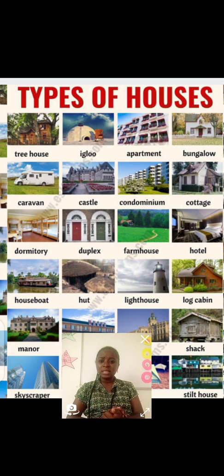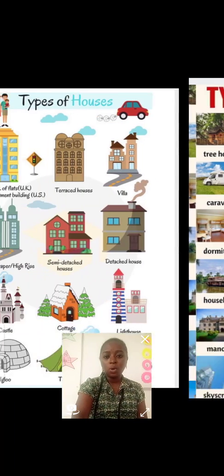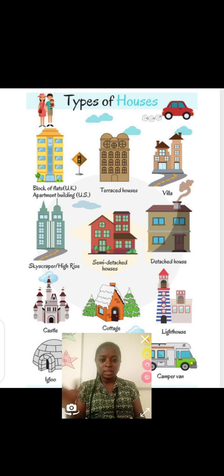There are lots of types of houses. A caravan is a type of house. It is on a van. It's a house on a van. People live inside the van. They have their bedrooms, their sitting room, their toilet, their kitchen, all in a van. That's called a caravan. Then look at this one too.